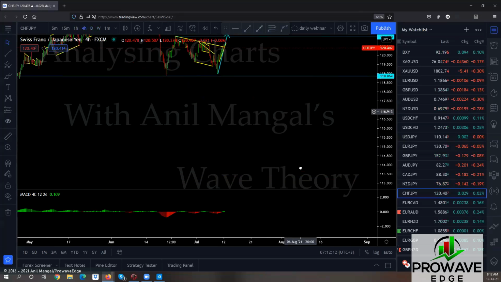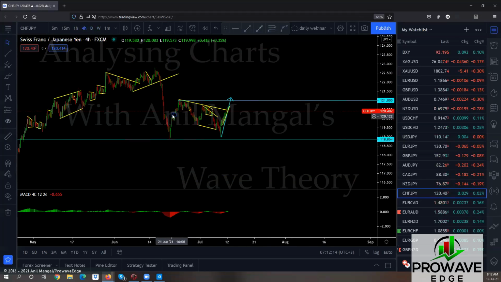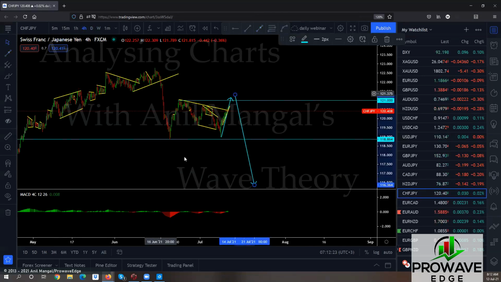Some of us sold that impulse. Now we're looking for a flat here. We bought this up, we sold this down, now we're buying this up and we will be selling it down. So that's a flat. We're assuming that when we break that top, somewhere there, we start another impulse to the downside.